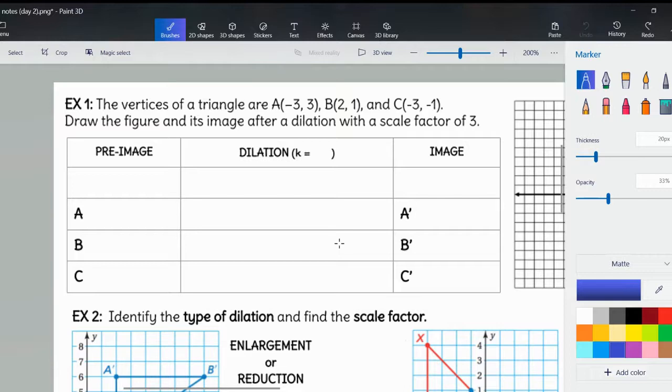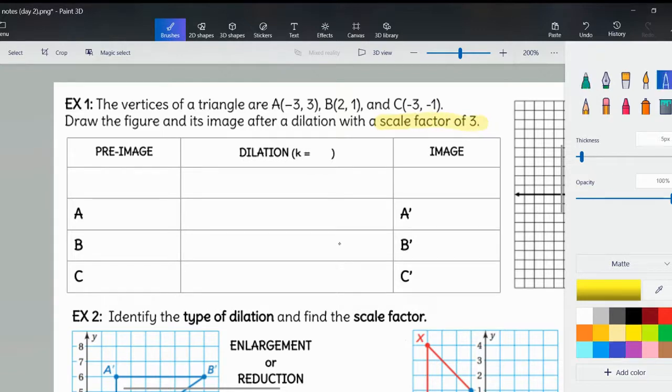transform it. All right, so we're going to look at this. The vertices of a triangle are those 3 up there. You guys can read those. Draw the figure and its image after a dilation with a scale factor of 3. So our scale factor of 3 is what we want to highlight there. That's going to be really important.